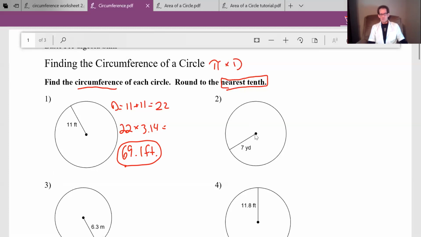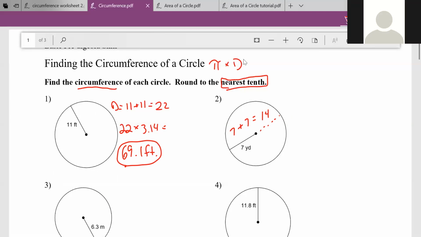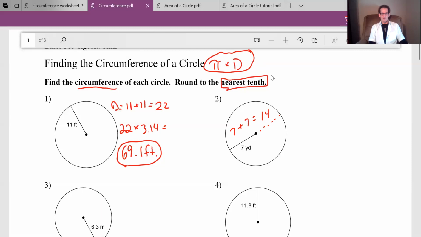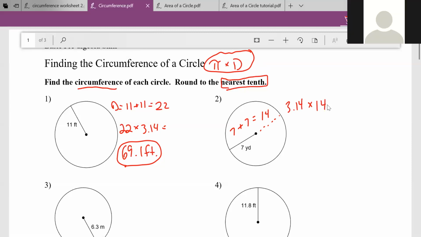Let's look at number 2. Do I have radius or diameter here? It's radius, it's just halfway, but I want the whole distance across, the circumference. So I want 7 plus 7, 14. So I'd say the diameter is 14. I go to my formula up here, pi times the diameter, okay? So 3.14 times 14. And let's see what that is.